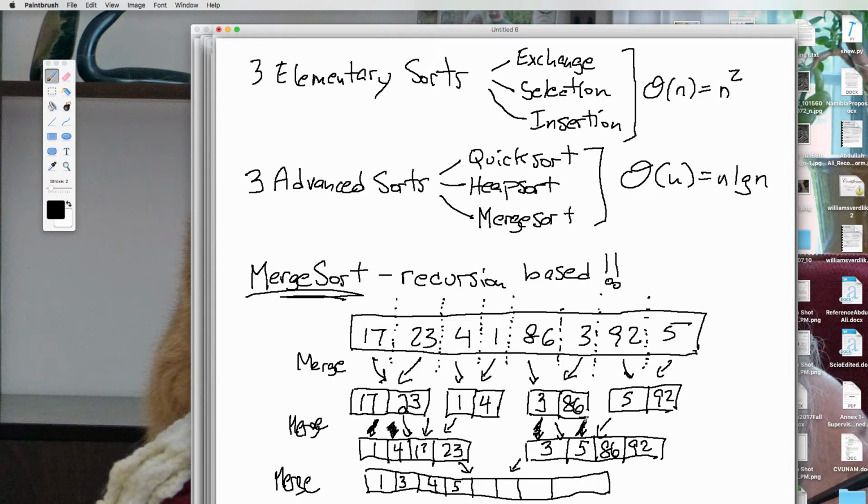And I will advance this now over to here. And now I'll put the 17, and I think you get the idea. 23, and then an 86. And then a 92, and this thing is sorted.